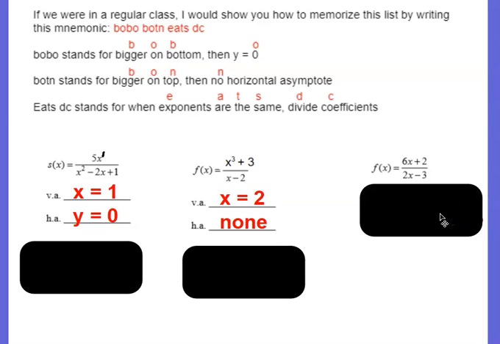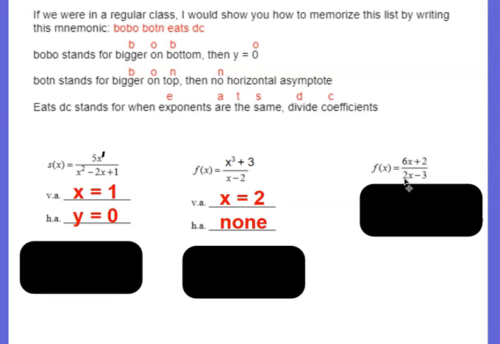And then on this last one, the exponents are the same this time. So exponents are the same, divide coefficients. So I would divide these leading coefficients. 6 divided by 2 is 3. So my horizontal asymptote is y equals 3.